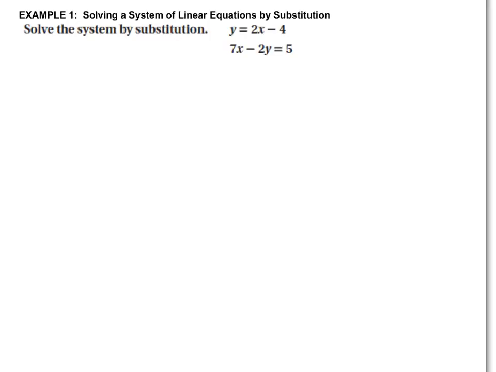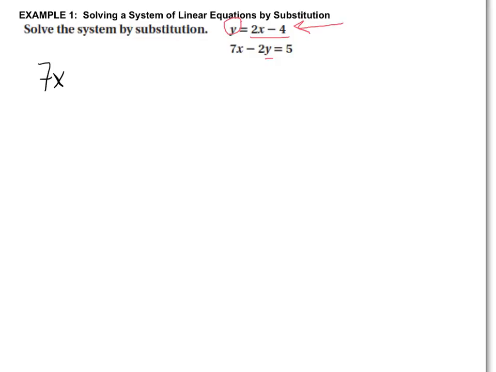In this first example, we already have one equation up top that is already solved for a variable. It's already solved for y. So we don't really have any work to do except to plug it in. What I'm going to do is take this expression on the right-hand side, 2x minus 4, and where I see a y in the second equation, I'm going to plug it in for that. And this is what this would look like.